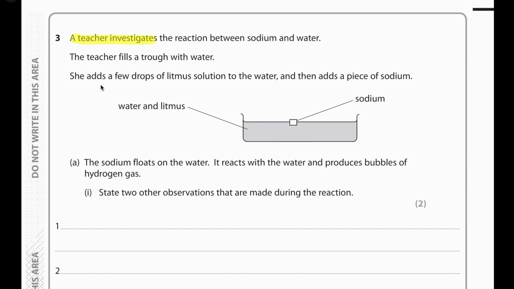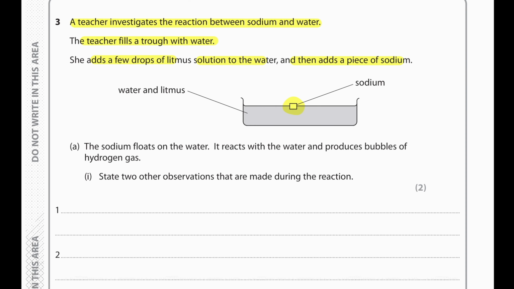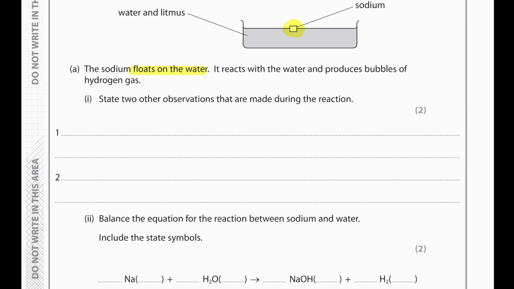A teacher investigates the reaction between sodium and water. The teacher fills the trough with water. She adds a few drops of litmus solution to the water and then adds a piece of sodium. So we can see the sodium. Now the sodium will react with the water definitely. The sodium floats on the water. It reacts with the water, produces bubbles of hydrogen gas.